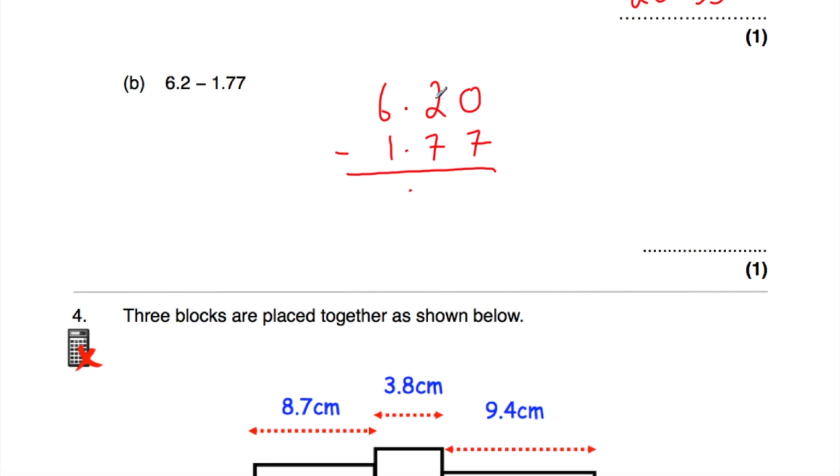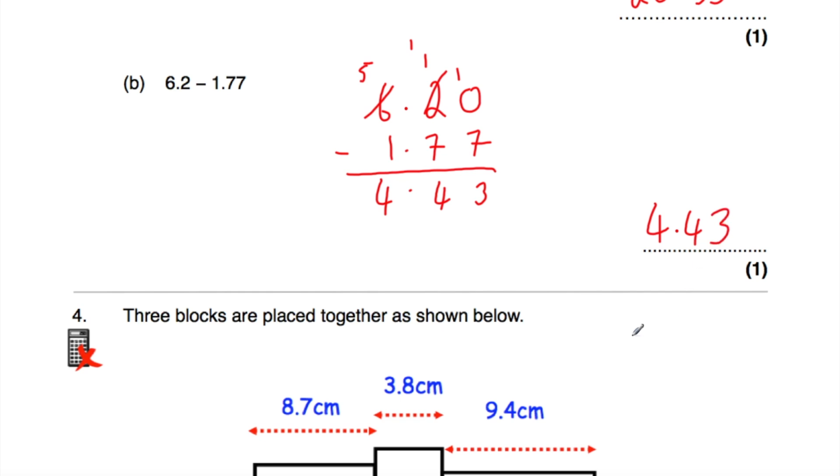Okay, 0 take away 7. So let's borrow. So that's now a 1 and a 10. 10 take away 7 is equal to 3. 1 take away 7, again, we're going to borrow. So that's now a 5 and that's an 11. 11 take away 7 is equal to 4. And 5 take away 1 is equal to 4. So 6.2 subtract 1.77 is equal to 4.43.